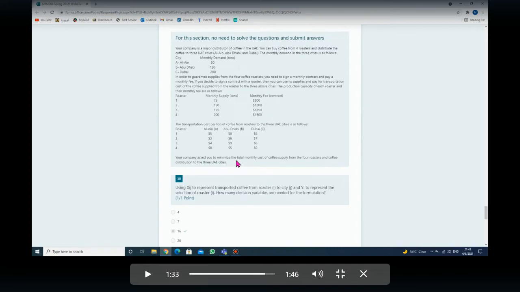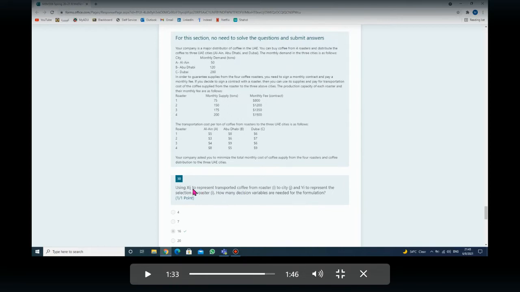Your company asks you to minimize the total monthly cost of coffee supply from four roasters and coffee distribution to three UAE cities. The question also is, given Xij represents transported coffee from roaster i to city j, and Yi represents the selection of roaster, whether the roaster is selected or not, how many decision variables are needed for the formulation?